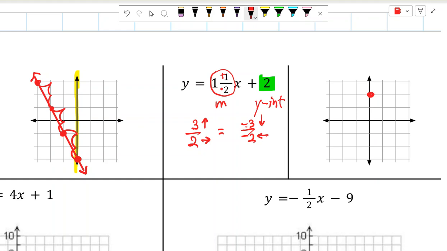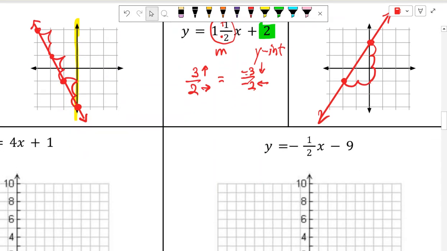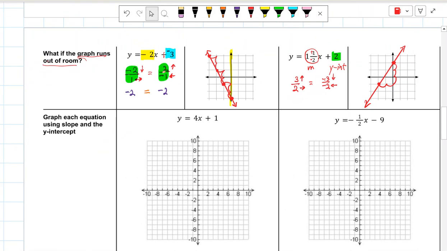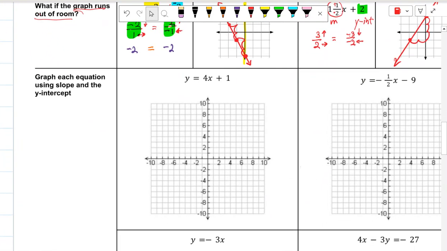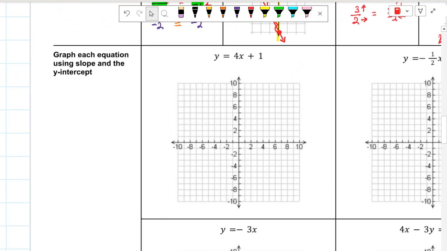All right, so let's start at our y-intercept and go down 1, 2, 3, and then go left 2. 1, 2. And that's about all the room we have to make this line. Put your arrows top and bottom. So those are two examples of what you should do when you run out of graph. All right. Your notes may look like this, or you may have a different graph. If you have a different graph, that's okay. It will work just fine.